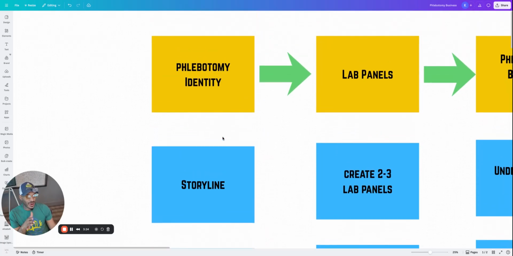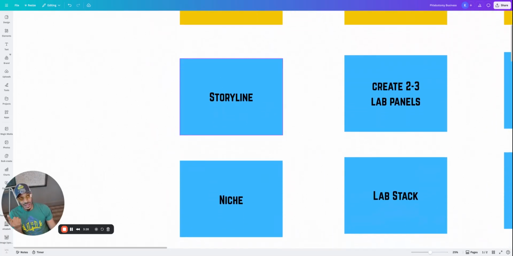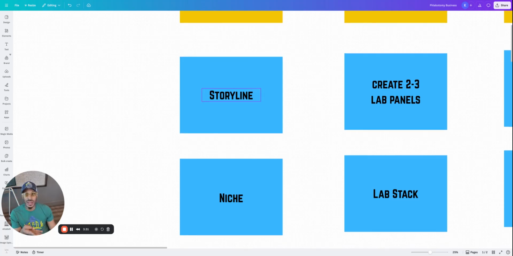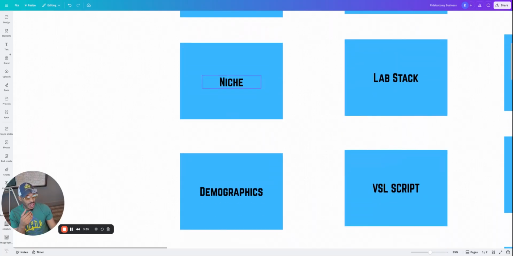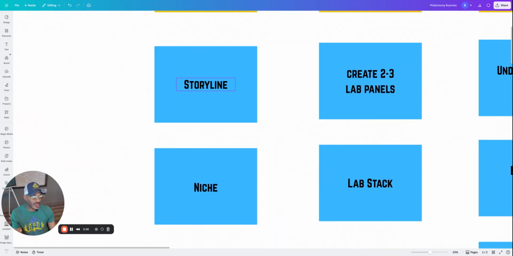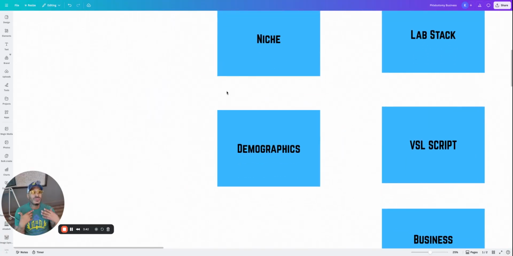So again, when we have our identity, because you're going to have 4 different types of identity: the phlebotomy leader, the phlebotomy adventurer, reporter, and then the reluctant hero. Then you'll be able to talk about your storyline and your niche related to that storyline and your identity. And then we're going to talk about the demographics, which means we're going to be talking about people affected with that specific niche in your area. This helps you get data for your mobile phlebotomy business because you're now understanding how many people are being affected with that specific disease in your area.